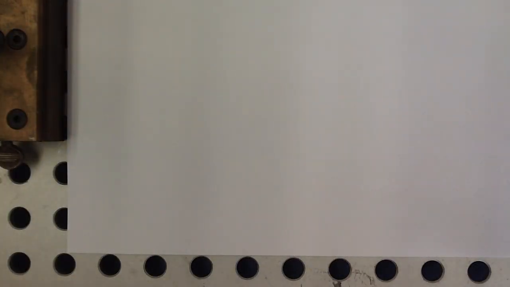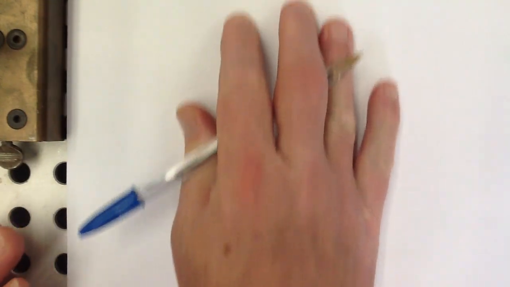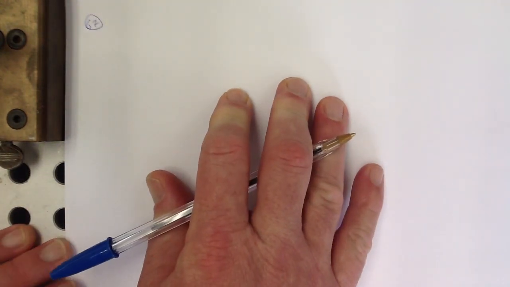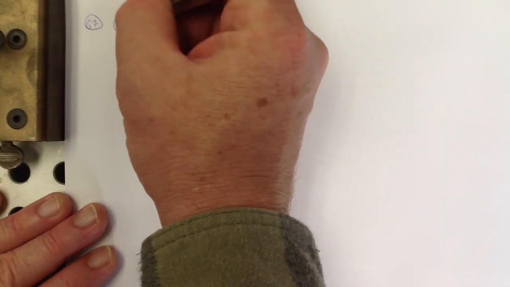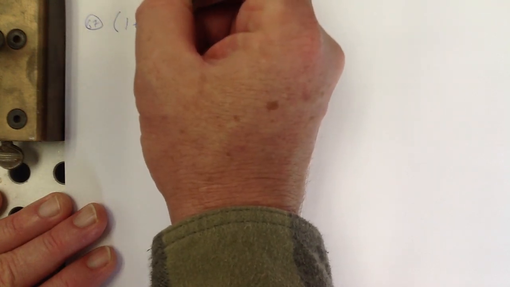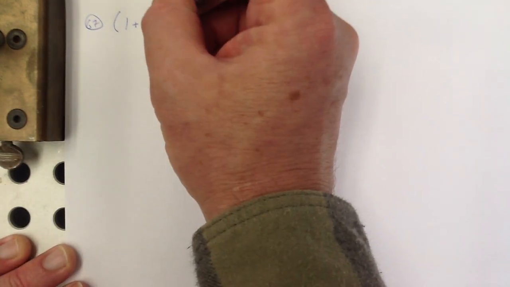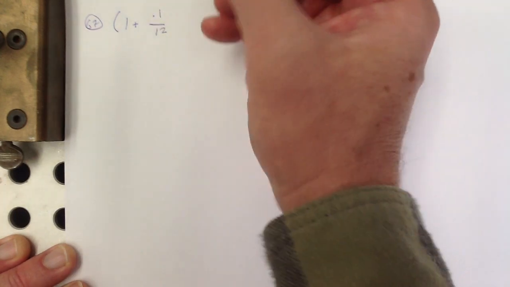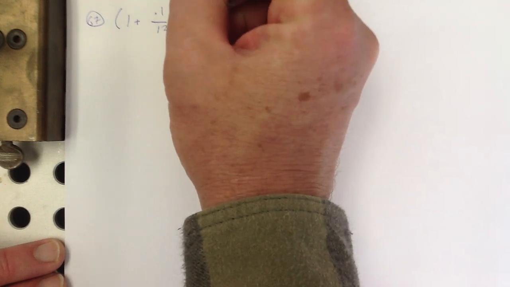All right, what was that? 65. So 67. Good thing I give you so much time to do these problems, huh? Point 1, is that point 1? Yeah. 0.1 over 12. What a weird way to write that.